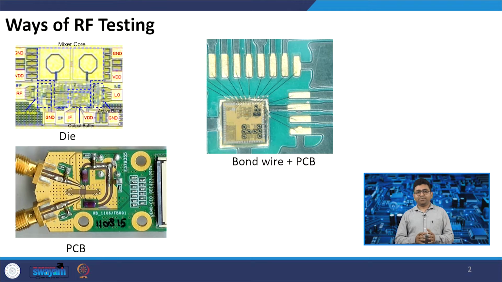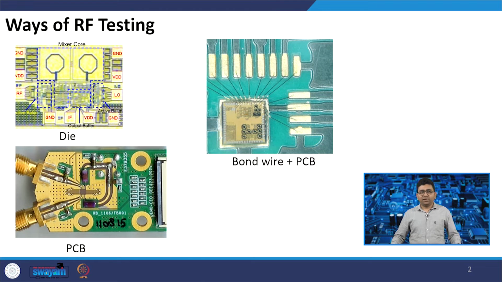Testing and measurement is a separate course altogether, but I will give a brief overview of the testing and measurement of RF components. If we consider an RF chip or RF circuit, once you have designed the chip and taped it out with a foundry, you will get the chip either in die form or in package form. Based on that, there are three ways you can do the RF testing.